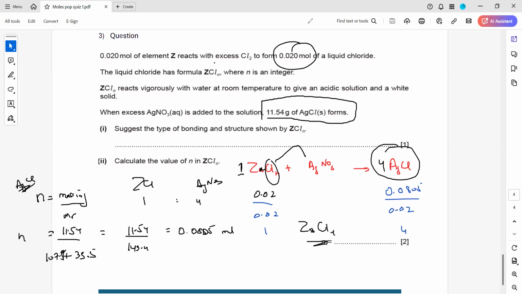It means 1 mole of ZCl will form 4 moles of AgCl. So to form 4 moles of AgCl, how many chlorine should be there? So there should be 4 chlorine attached. That's why the integer value of n, the chlorine, is equal to 4 here. Is it clear, this one?